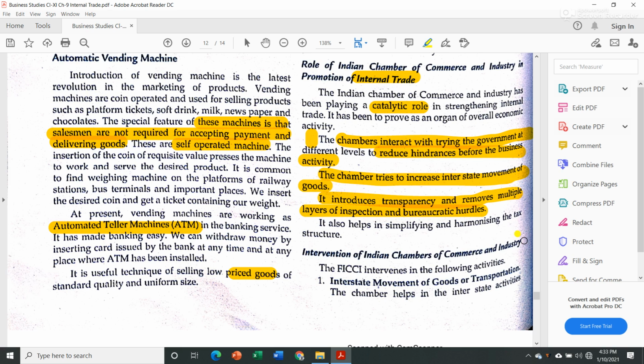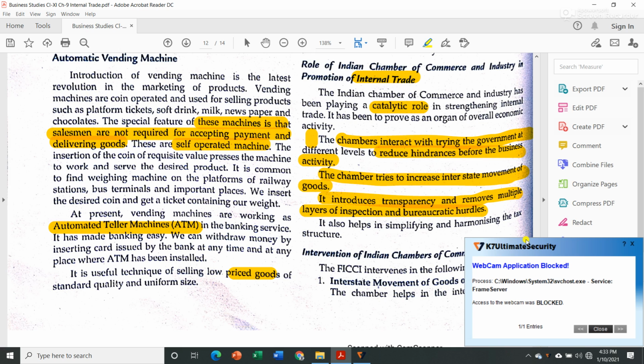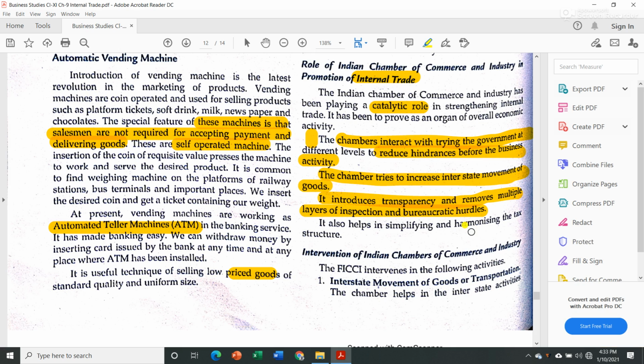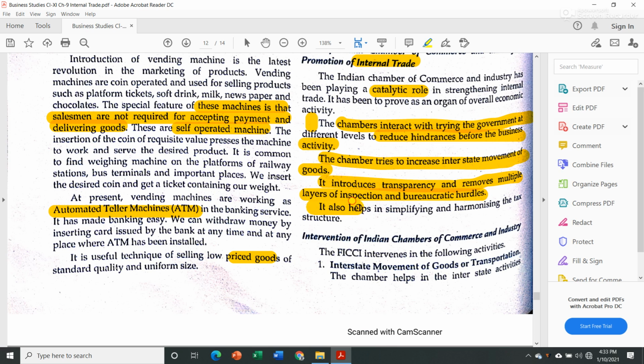Now suppose your business is in one state and you are planning to sell goods into different states of the country, then there are some inspections. Some organizations will inspect your goods properly, but there are some inspections which ask for bribery. So FICCI tries to reduce those multiple or double inspections.